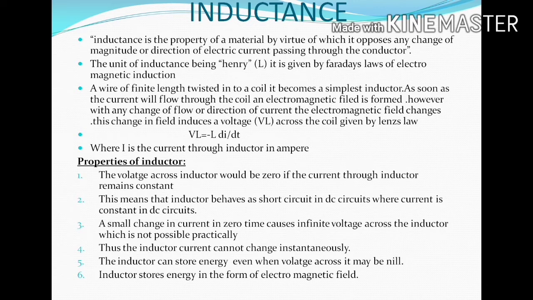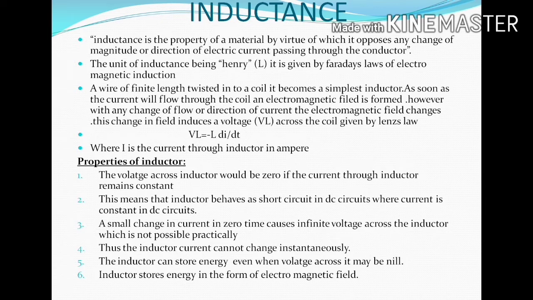Next, the properties of inductors. If the current is constant, d by dt of a constant is 0, so the inductor voltage VL becomes 0. We experience constant current in DC circuits, so the voltage across an inductor in a DC circuit is 0, which we represent as a short circuit. Also, a small change in current in zero time causes infinite voltage across the inductor. This is the reason the current in an inductor cannot change suddenly.